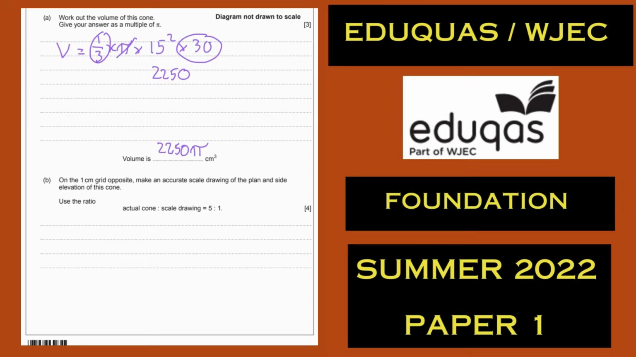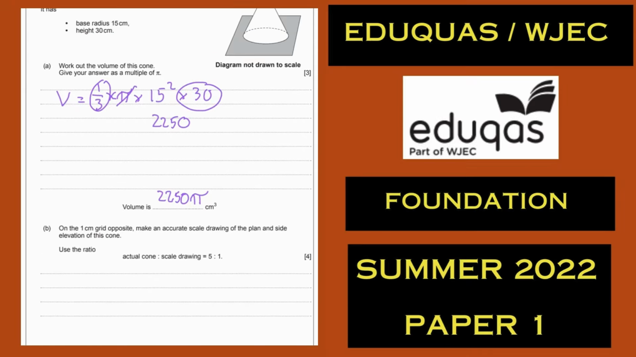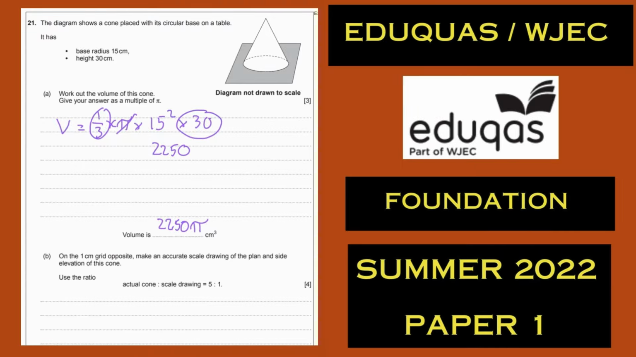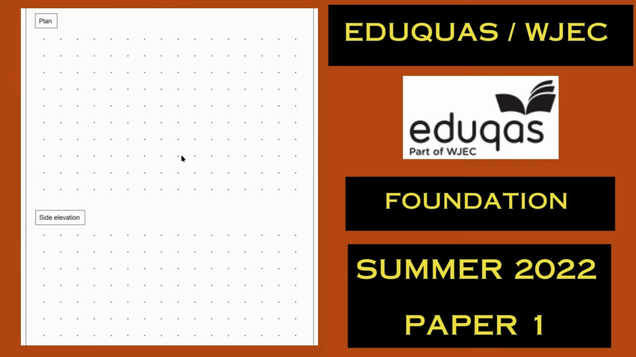Part B. On the grid opposite. So let's just go back up. Actual cone, scale drawing 5:1. So to go from the actual cone, because they're the actual measurements, to our scale drawing, it needs to be dividing by 5. We're going to need a radius of 15 divided by 5, which is 3. A height of 30 divided by 5, which is 6. Let's scroll down. I've not drawn them in advance.